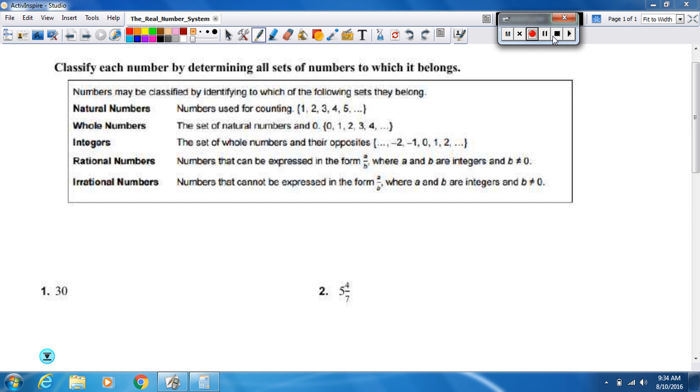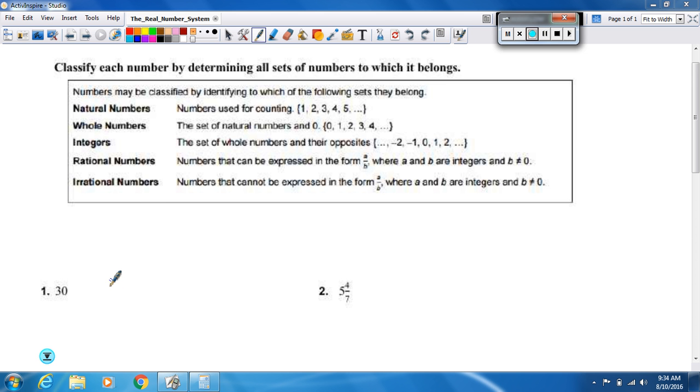Rational numbers are numbers that can be expressed as a fraction. In other words, they're not a decimal that doesn't end, and I'll talk about what that means in a minute. Irrational numbers are ones that are not perfect roots, and we've discussed that in a previous lesson, but I will go over it again. Okay, so you're just going to run down the list for each one of these.